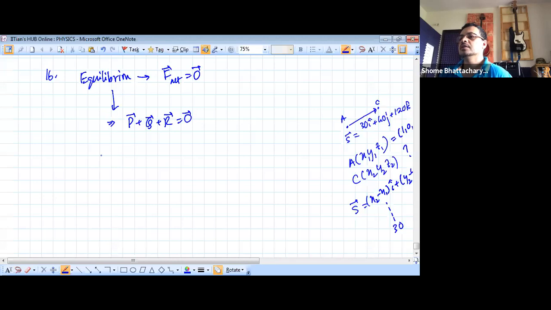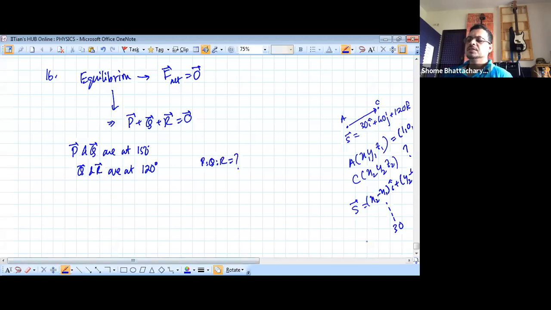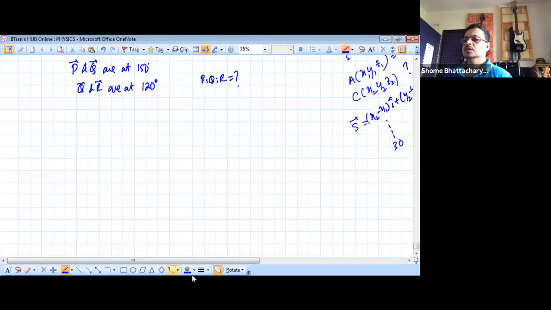Okay. And it is given that P and Q are at 150 degrees and Q and R are at 120 degrees. So we have to find the ratio of P is to Q is to R. Okay. So this is pretty simple. You can just suppose we assume that the vector P is along our x-axis, or rather we assume our x-axis is taken along the vector P.